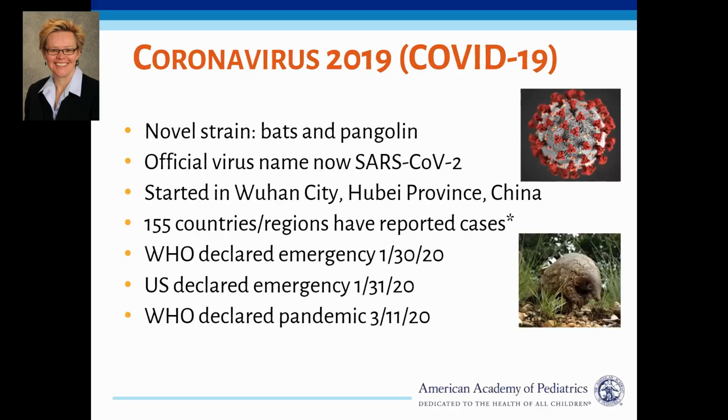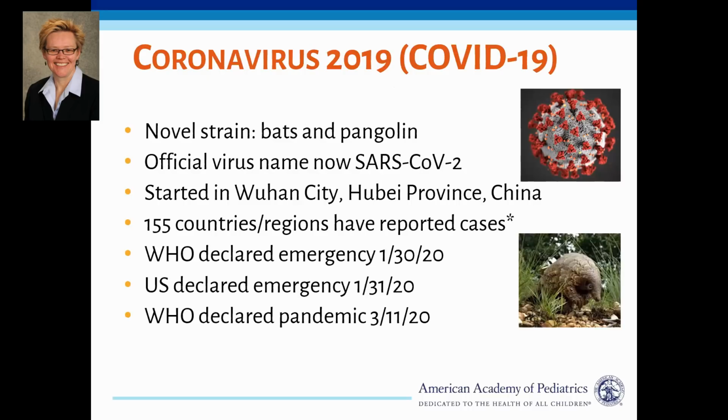The novel strain for COVID-19, or SARS-CoV-2, is thought to be a combination between bats and the pangolin. It was initially identified in Wuhan City in Hubei province in China, and that was around the end of November, beginning of December of 2019. And at this point, we have 155 countries and regions who've reported cases, and this is defined as a pandemic, a global pandemic.